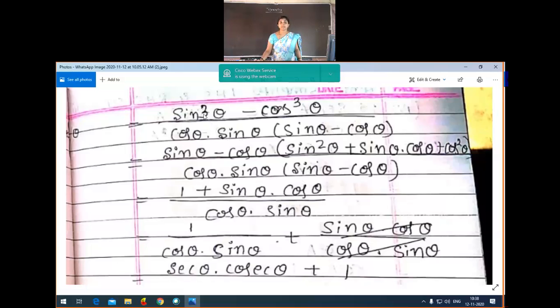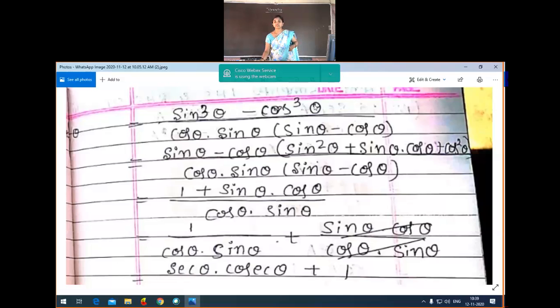So next step, here, sin cube theta minus cos cube theta. Are you observing one identity there? Yes, we are observing one identity. Which identity? A cube minus b cube. What is the expansion of a cube minus b cube? A minus b into a square plus ab plus b square. Here we use that identity.